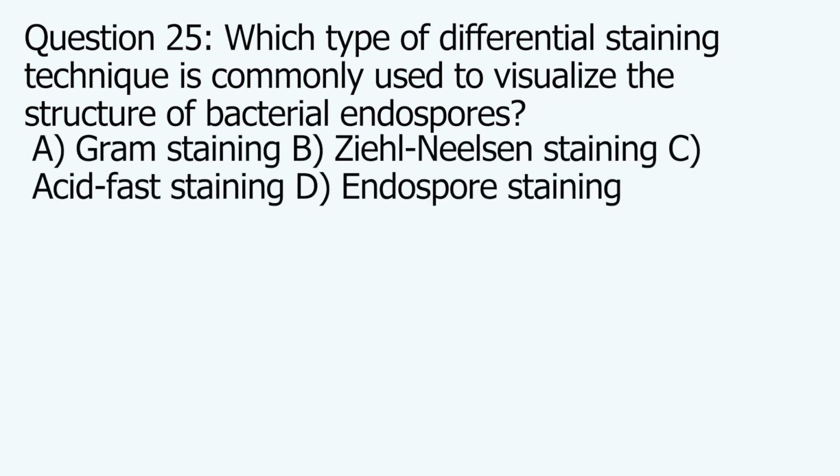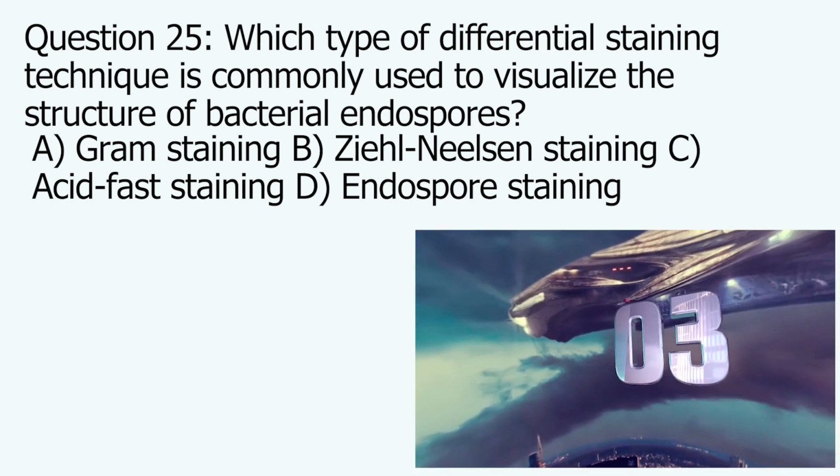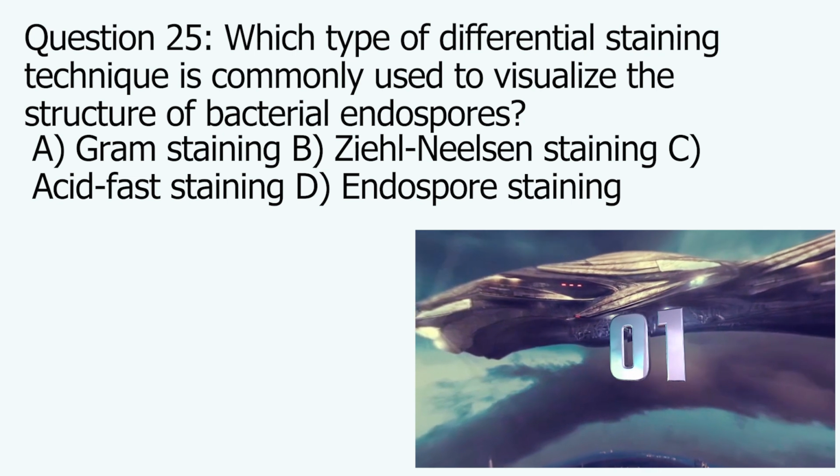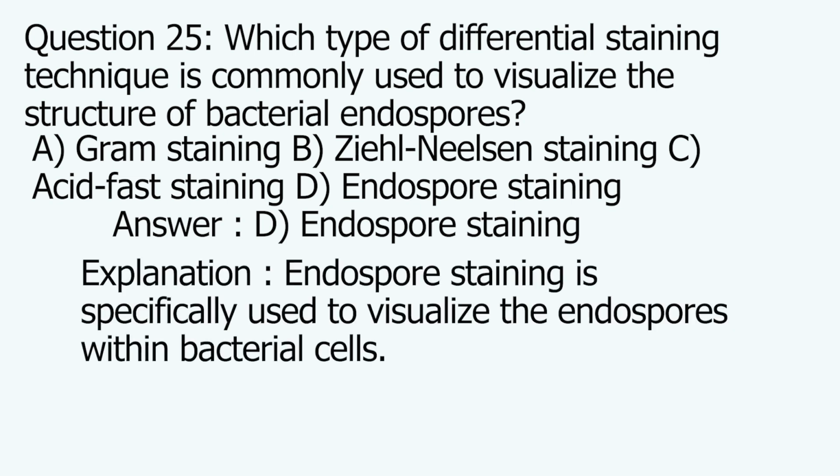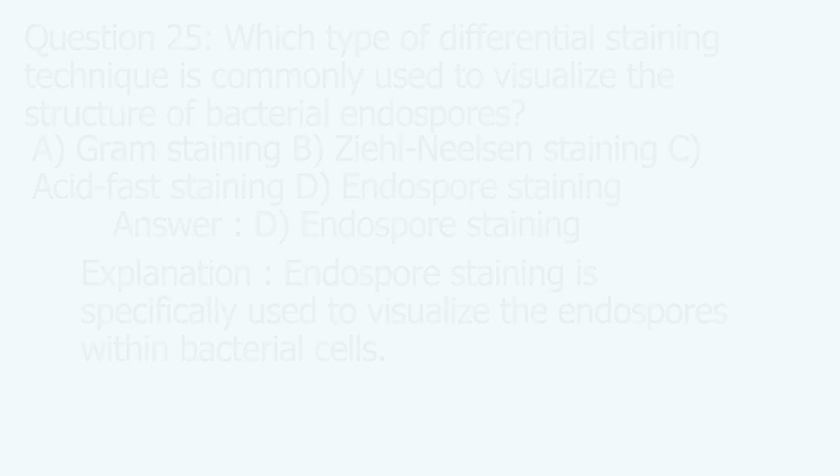Question 25. Which type of differential staining technique is commonly used to visualize the structure of bacterial endospores? A. Gram staining. B. Ziehl-Neelsen staining. C. Acid-fast staining. D. Endospore staining. Answer. D. Endospore staining. Explanation: endospore staining is specifically used to visualize the endospores within bacterial cells.